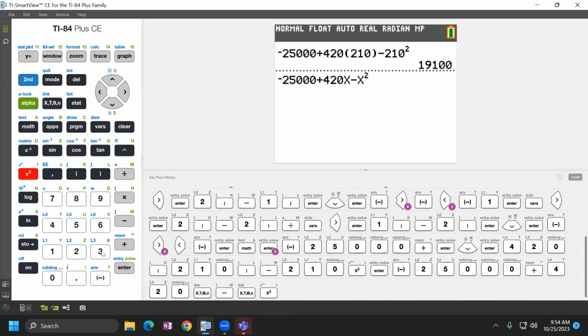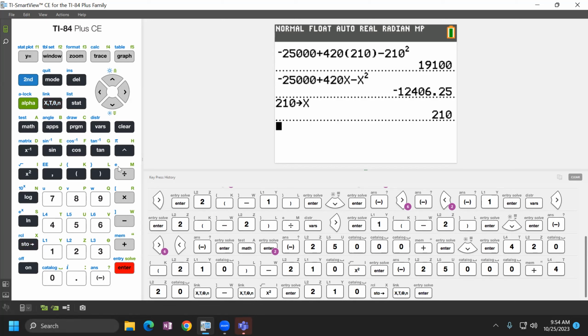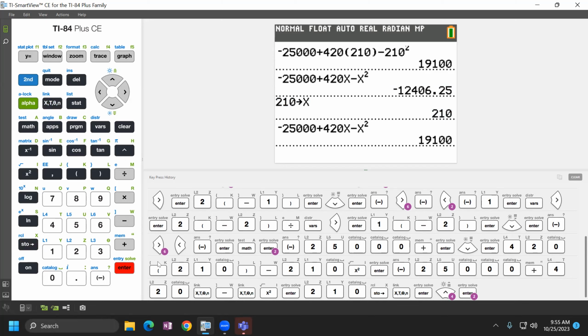Okay, and then I'm going to hit enter, and it's going to give me some weird number. That's okay. But now I'm going to tell my calculator what I want to evaluate this at is 210. Are you ready? So I go 210, and I'm going to store that. You see the store button right above the on? I'm going to store that next. And now when I go back up and highlight that function and evaluate it, do I get 19,100?